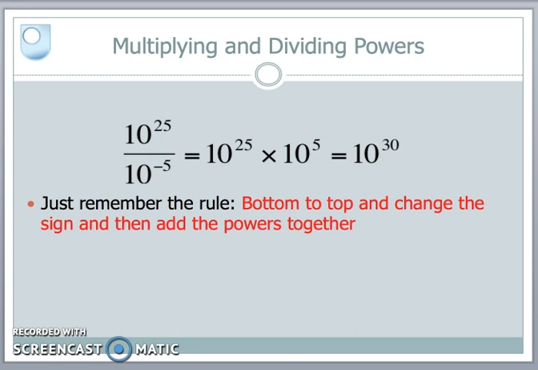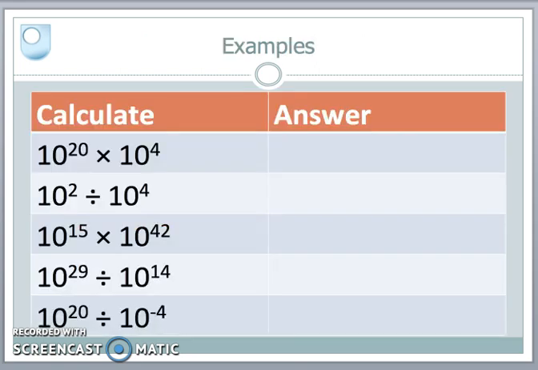Okay, so again, we can obey our rule of multiplication, and we can apply it to division, whether the divider is a positive number, a big number, or a very small number shown by a negative power. Let's just have a look at some examples to finish off with.